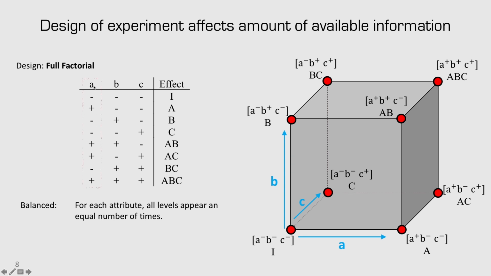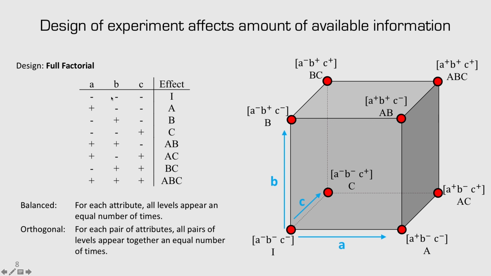So let's just look at the A attribute. If we count the times where A is positive and negative, we'll see that it's equal. There's 4 negatives and 4 positives. The same is true for B. We have 4 negatives and 4 positives, and C, 4 negatives and 4 positives. So this is a balanced design.